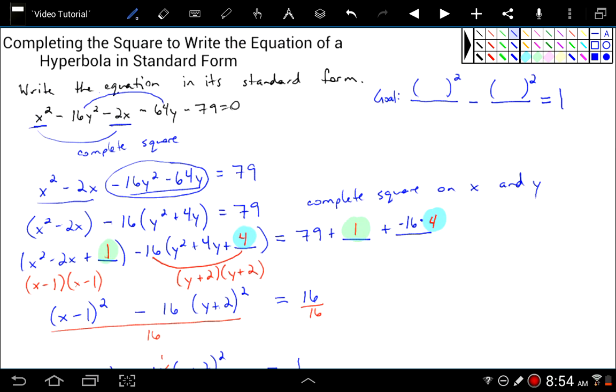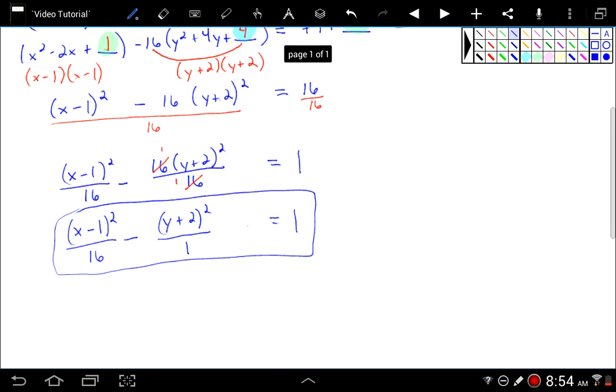So this equation is the equation of a hyperbola, and it's the same as the equation that we got down here in standard form.